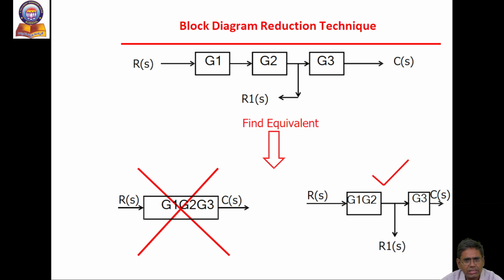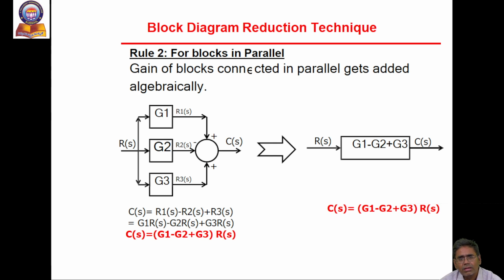Block diagram reduction, this can be important. The second rule: the blocks are connected in parallel. The gain of blocks connected in parallel gets added algebraically. When three blocks G1, G2, G3 are in the forward path, with the second one having a minus sign, the resultant is G1 minus G2 plus G3. Then the transfer function C of s divided by R of s is equal to G1 minus G2 plus G3.